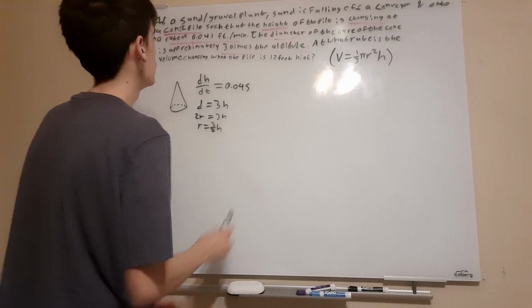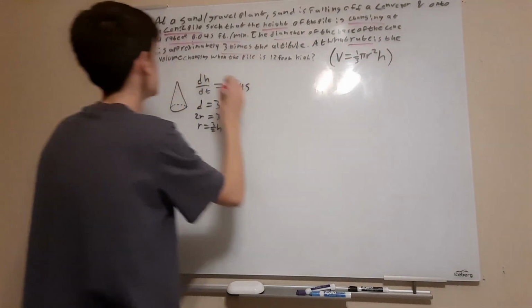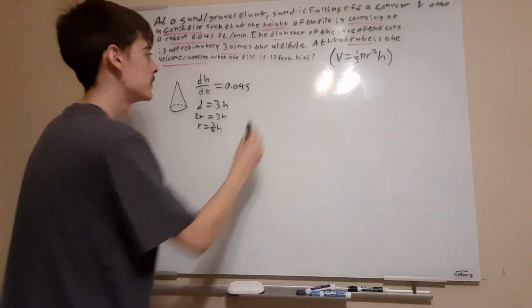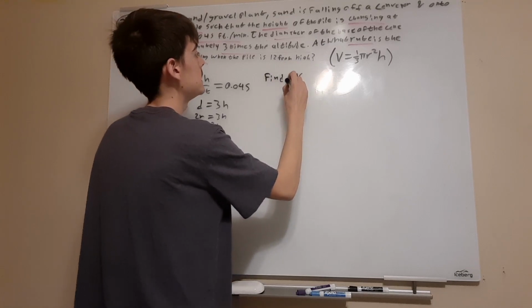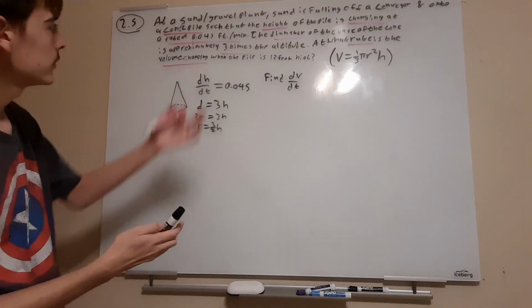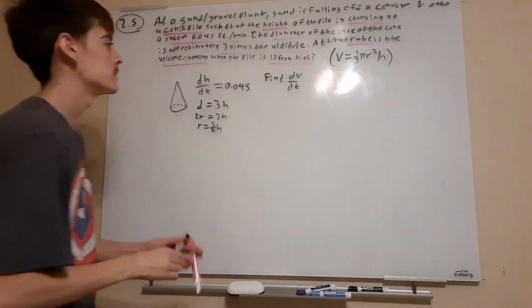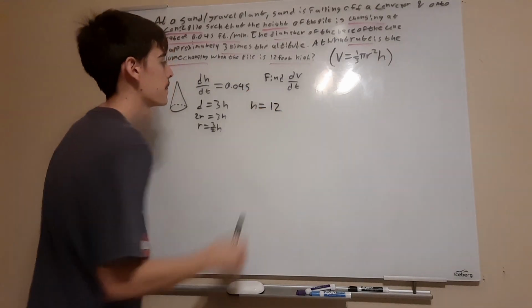Continuing on, it says, at what rate is the volume changing? So they want us to find the rate of change of the volume in this problem. They want us to find dv dt, because that's the rate of change of volume. And what other information? They say when the pile is 12 feet high. So we find this when h equals 12.